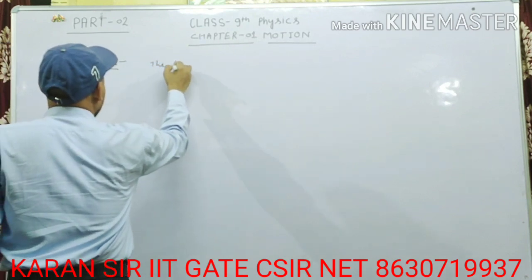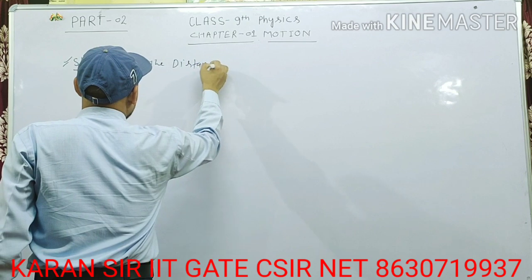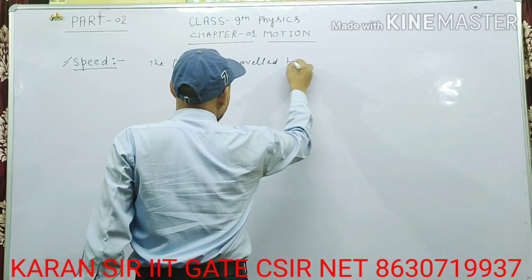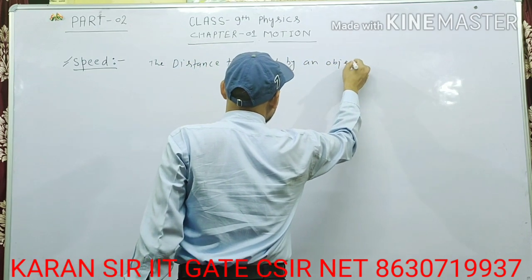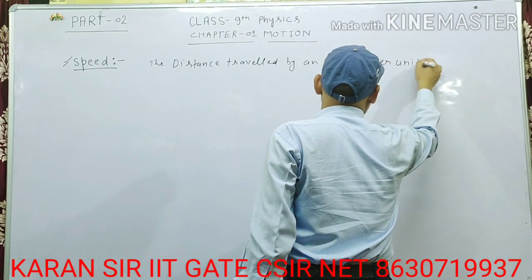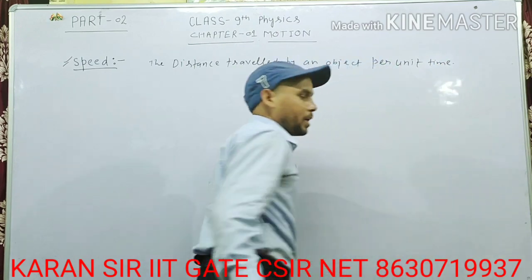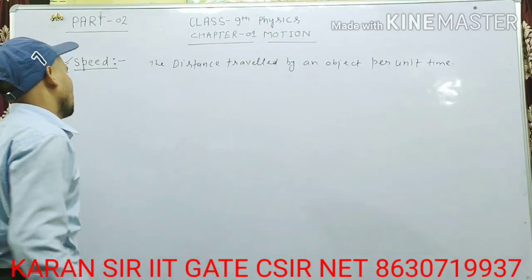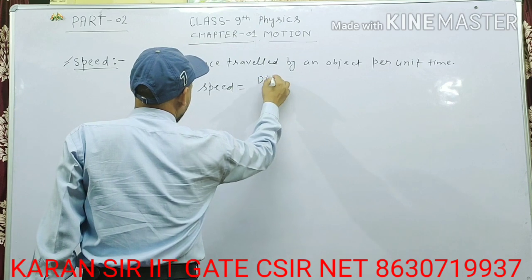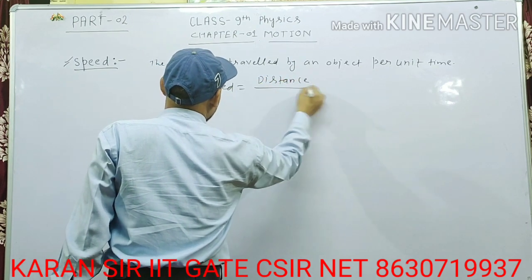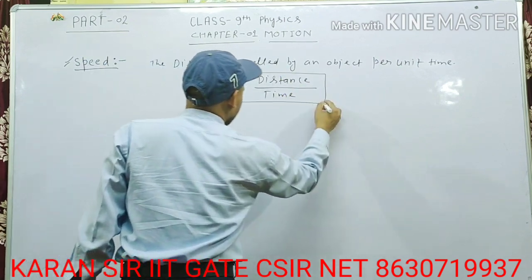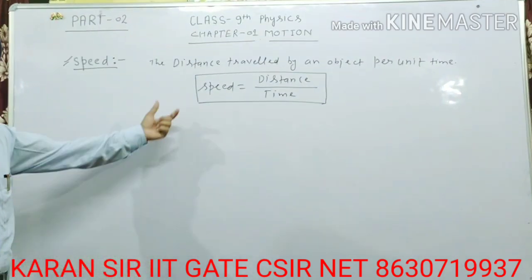The distance traveled by an object per unit time is called speed. Okay students, so there is a formula: speed equal to distance upon time. This is a very important formula, you always remember it, because generally when you are solving problems this formula is very important. So speed equals distance upon time.